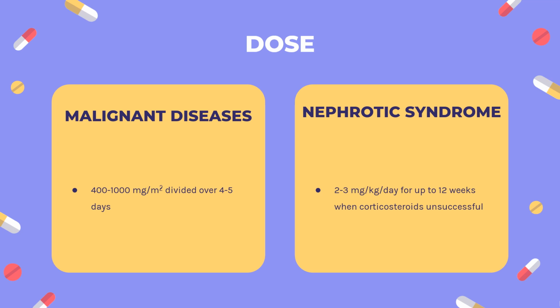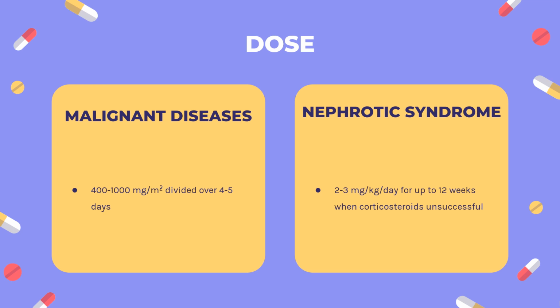Nephrotic syndrome. 2 to 3 mg/kg/day for up to 12 weeks when corticosteroids are unsuccessful. Non-Hodgkin lymphoma. 600-1500 mg/m² IV with other antineoplastics, part of CHOP regimen, dose intensification possible. Breast cancer. 600 mg per square meter IV with other antineoplastics, dose intensification possible. Juvenile idiopathic arthritis/vasculitis, off-label. 10 mg per kilogram every 2 weeks.